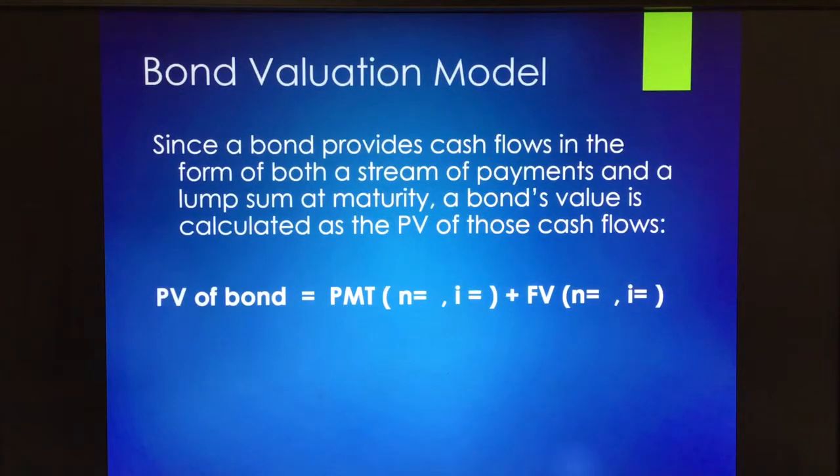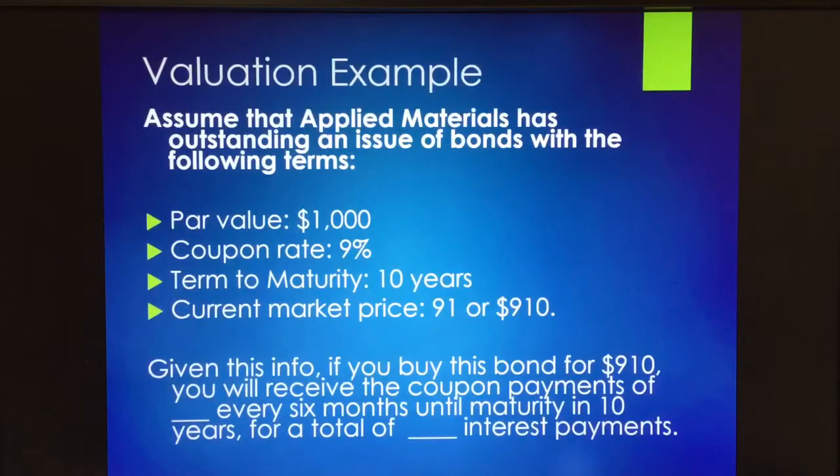Well, let's see how bonds are valued. Since a bond provides cash flows in the form of both a stream of payments and a lump sum at maturity, then you can see that a bond's value is calculated as the present value of the sum of those two things. Thankfully, the calculator can work these problems really very easily, and it's just a matter of knowing how to set the problem up, knowing what the inputs are, and of course being able to use the calculator, as I think most of you can.